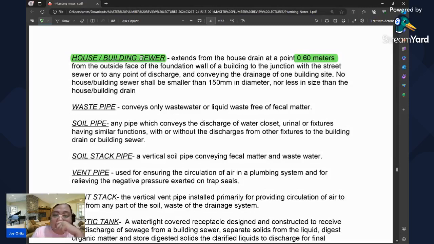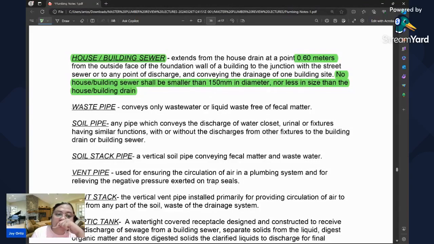No house or building sewer shall be smaller than 150 millimeters in diameter, nor less in size than the house or building drain. Okay? So it should not be smaller than 150 millimeters in diameter.